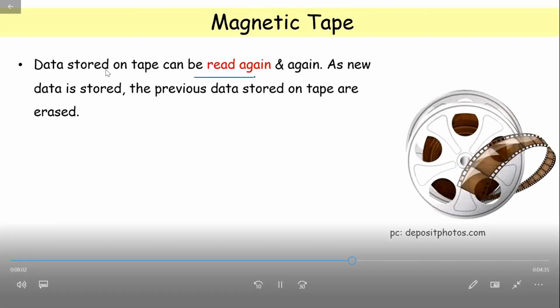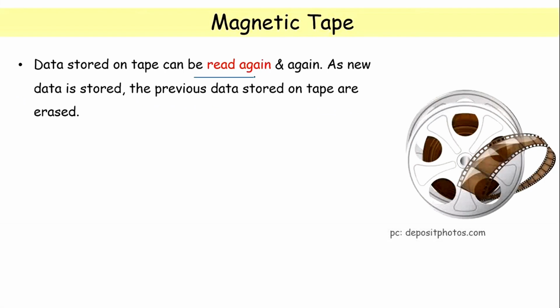Data stored on the tape can be read again and again. As new data is stored, the previously stored data is erased. Once the data is stored, only the current data will be read out and the previous data will be erased.